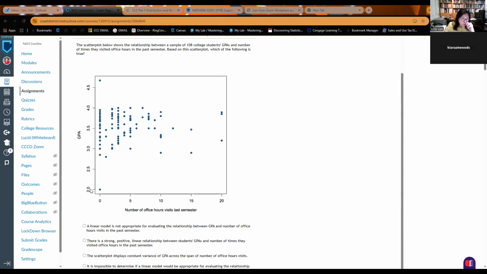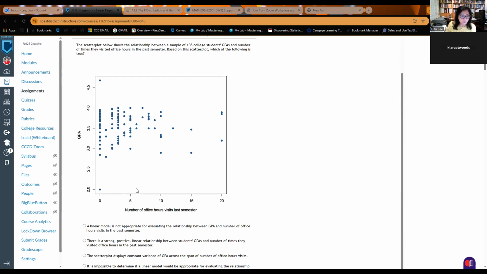And the GPA is 2.0, the first point at the bottom here. Then there are some points on the top here. This is 1, 2, 3, 4, 5, another point here. They also visited the office hour 0 hours, but their GPA could be 3, or 3.5, or almost a 4. And there's even one student above 4.5, must be a super student, right? Smart. We have another point like that.